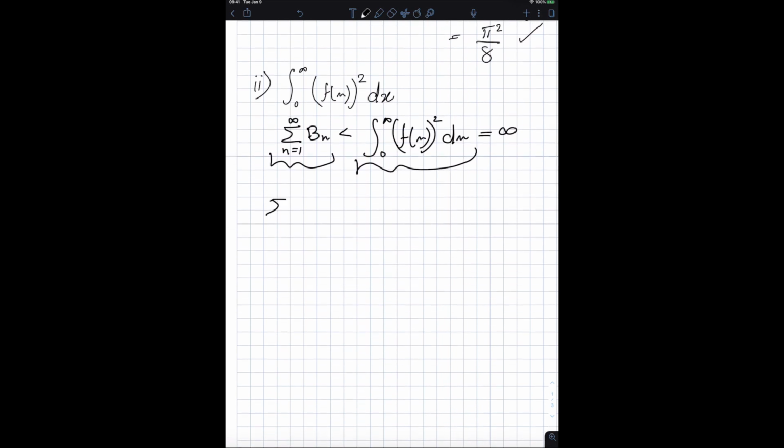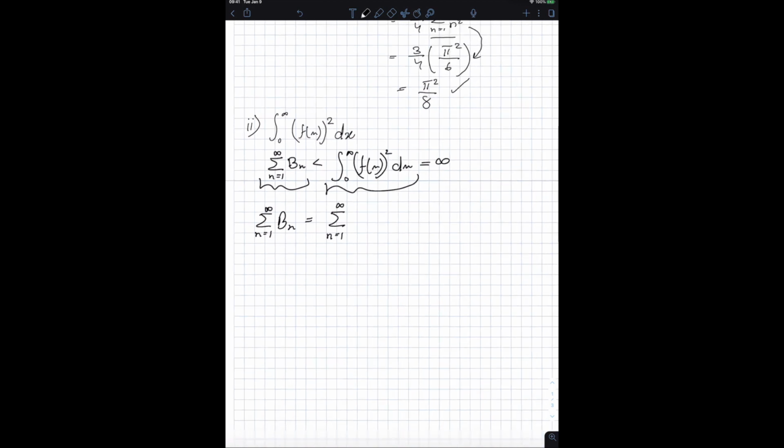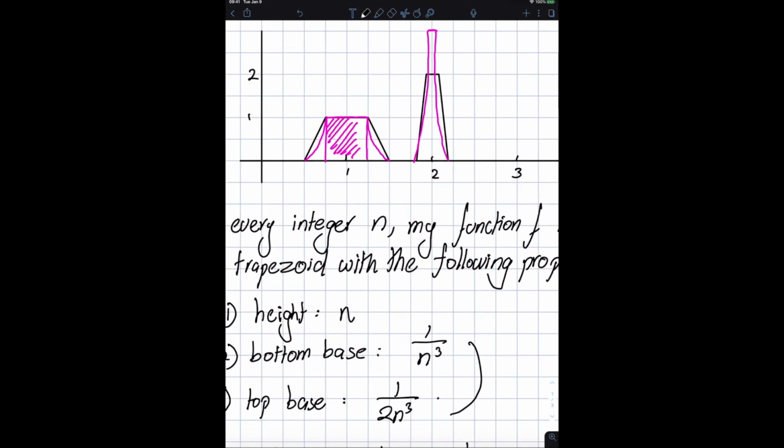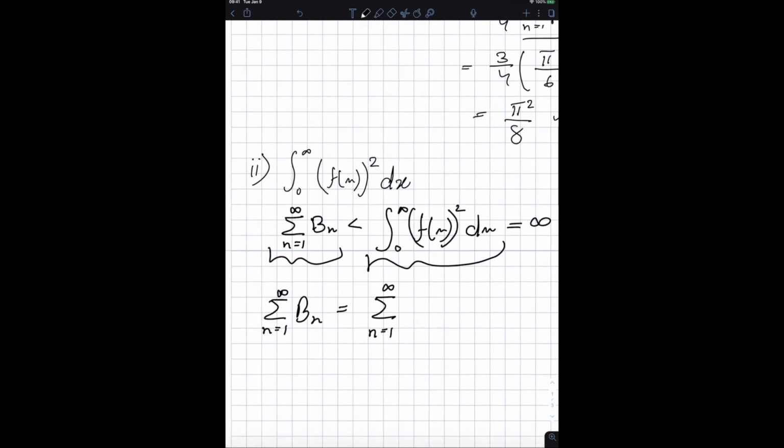So this is just the summation from n equals 1 to infinity of b sub n. This is just the area of each one of these rectangles. So what's the area of the nth rectangle, where b sub n, of course, represents the area of the nth rectangle? The area of the nth rectangle is quite simple. The height of each one of these rectangles is n squared, because the height of the trapezium was n, and now when we are squaring it, the height is going to become n squared. So let's just put that down, n squared.